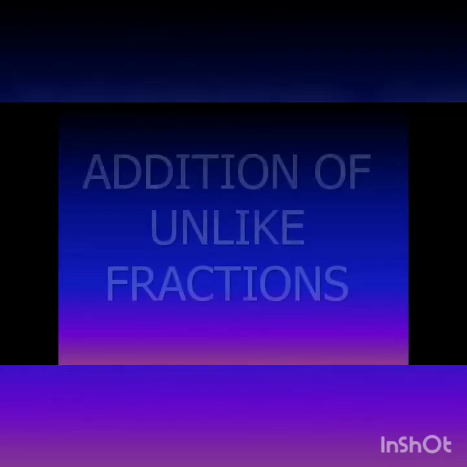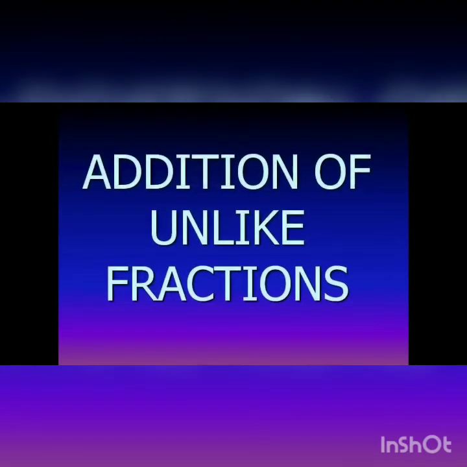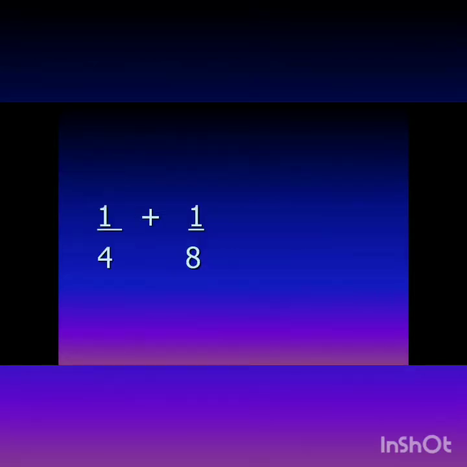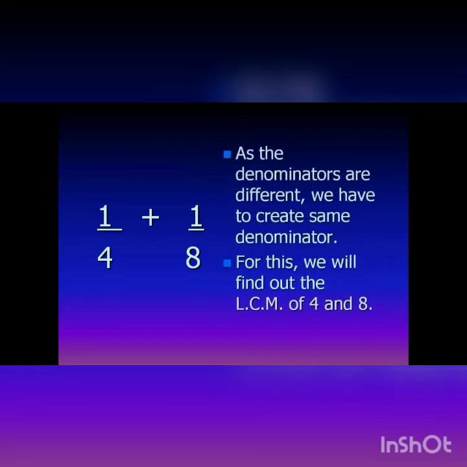So now let us take the example of addition of unlike fractions. For this, 1 by 4 and 1 by 8 can be taken. In this case, in the fractions 1 by 4 and 1 by 8, both the denominators are different, but we have to make the common denominator. For this, we will find out the LCM of 4 and 8, that is the denominator.